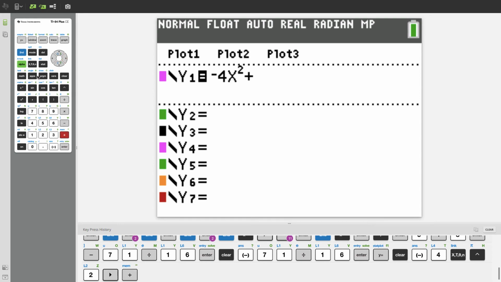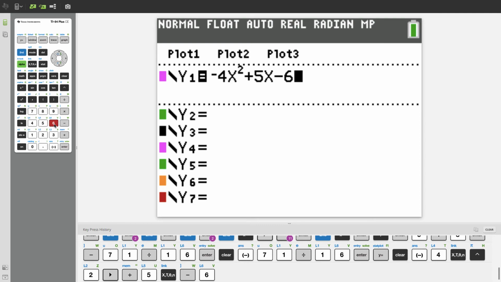Then plus 5x. How do you get to the Y thing? Mine's not going to Y equals. And then you hit minus 6, and hit minus, not negative. Just press, think about it, Y equals.